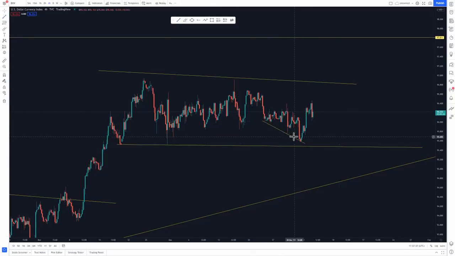Clean. First touch, second touch, third touch. So what did the 1, 2, 3 come up with? The 1, 2, 3 came up with a break. So basics, guys: break, retest, then market goes where? Market goes up.